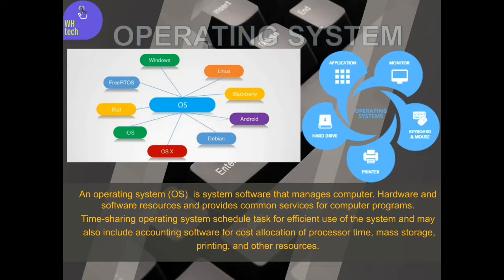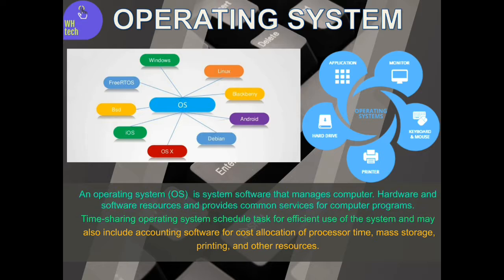Now let's discuss operating systems, our second topic. An operating system is system software that manages computer hardware and software resources and provides common services for computer programs. Time-sharing operating systems schedule tasks for efficient use of the system and may also include accounting software for cost allocation of processor time, mass storage, printing and other resources.